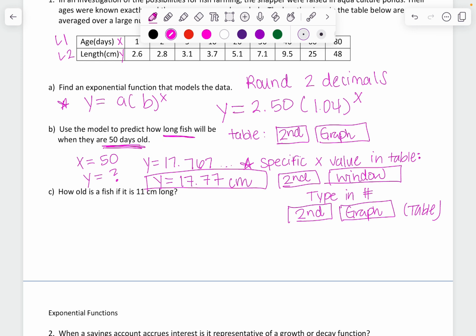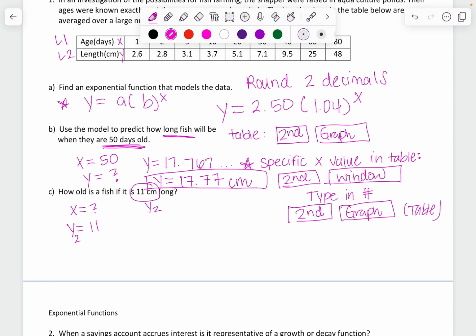All right, how old is a fish if it is 11 centimeters long? If I'm asking how old is the fish, I want to know what x is, okay? When y is 11. So I'm going to put 11 in y2, and then do my intersection where I do second, trace, 5, enter 3 times.